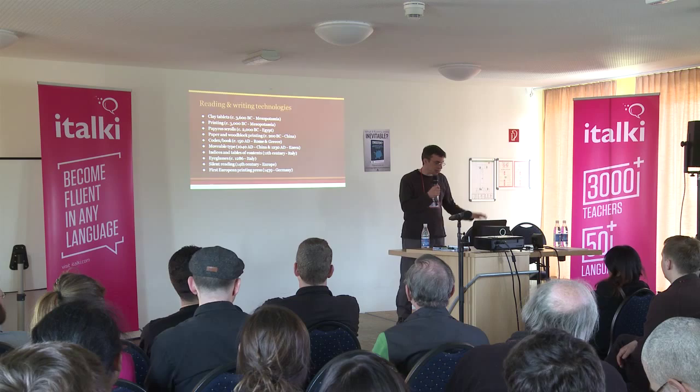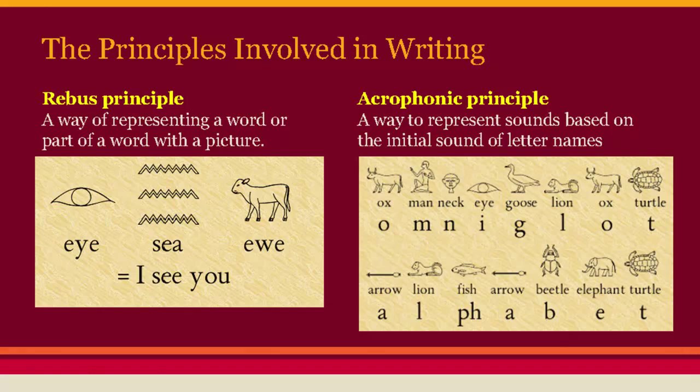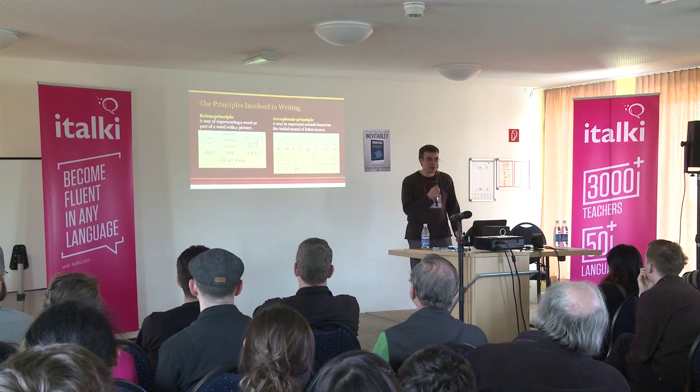Okay, so what are the principles involved in writing? Now, one major one in early writing systems is the rebus principle, where you use a picture to represent a word. So I've used Egyptian hieroglyphs here. So, "I see you." It's not a U, it's a lamb actually, but you get the idea. That's not what they mean in Egyptian. I just chose pictures that fit.